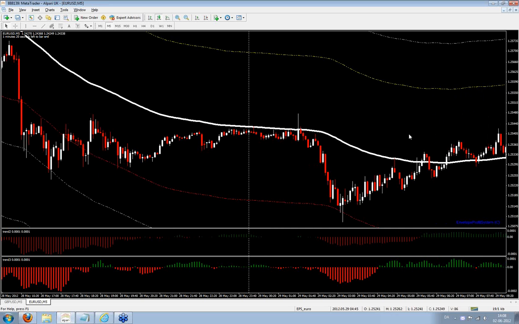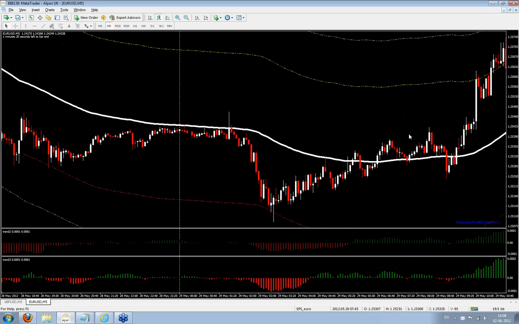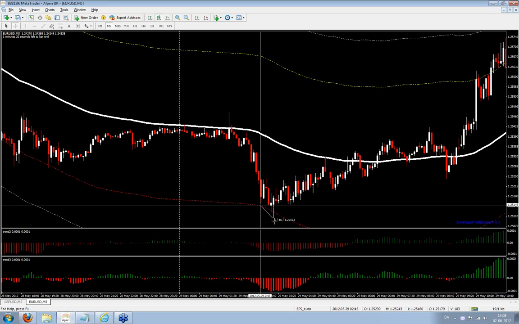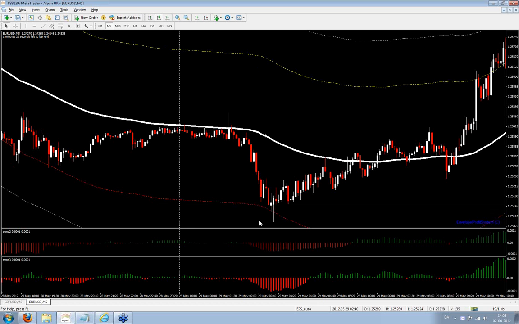So let's move a little further on and see what just happened here. As you can see here, price bounced off of our profit target. Actually, it only went 6 pips below, so that's a pretty good place to exit your short trade. So now you wait for a new setup.